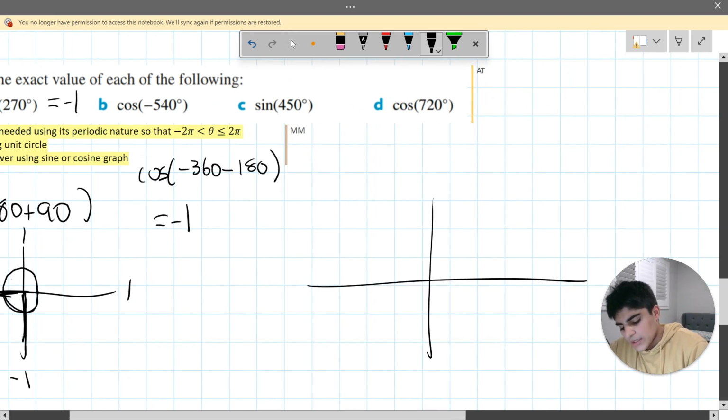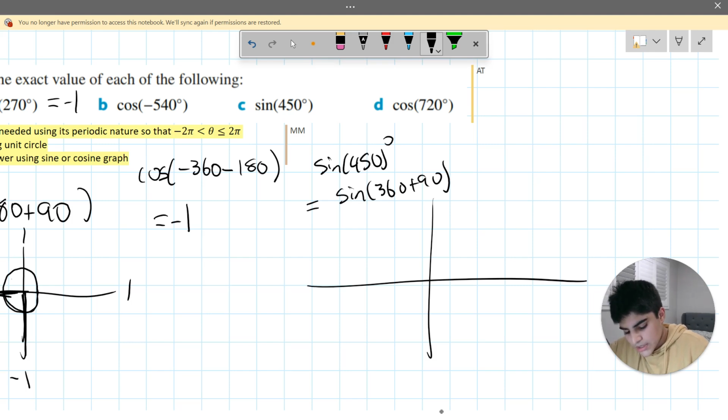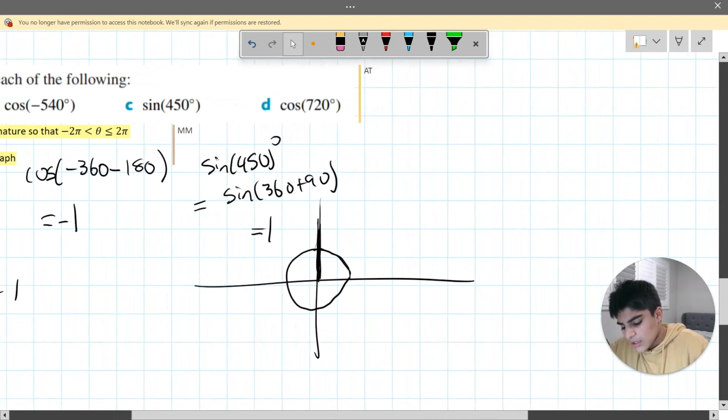Sine 450. Sine 450 degrees equals sine 360 plus 90. So essentially you're going a full rotation, then a further 90 degrees. At this point we have a value for sine. It's just 1. There's no cosine value, just a sine value.